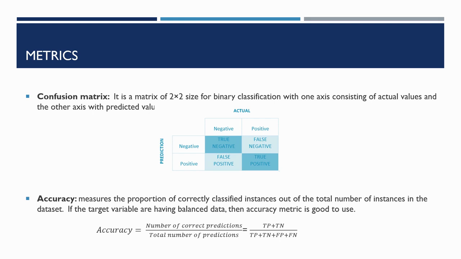And the next metric is accuracy. Accuracy measures the proportion of correctly classified instances out of the total number of instances in the dataset. If the target variable has balanced data, then the accuracy metric is very good to use. Basically, accuracy is the total number of correct predictions to the total number of predictions.